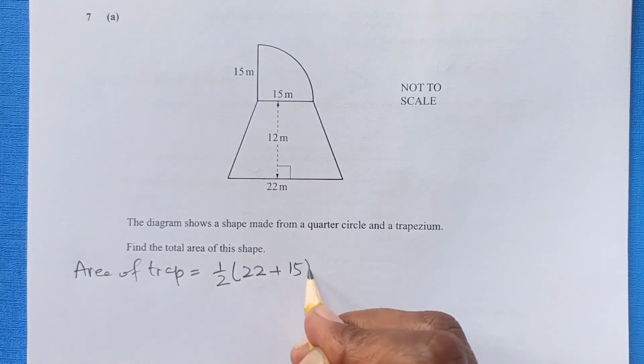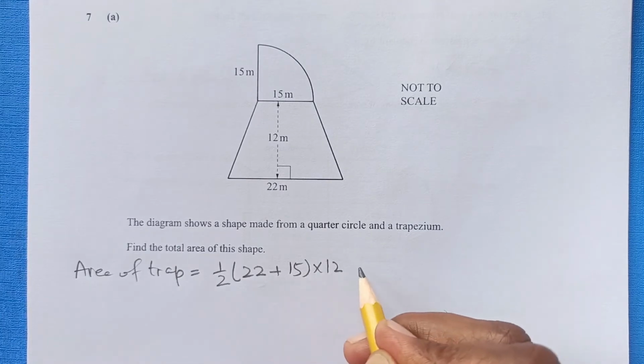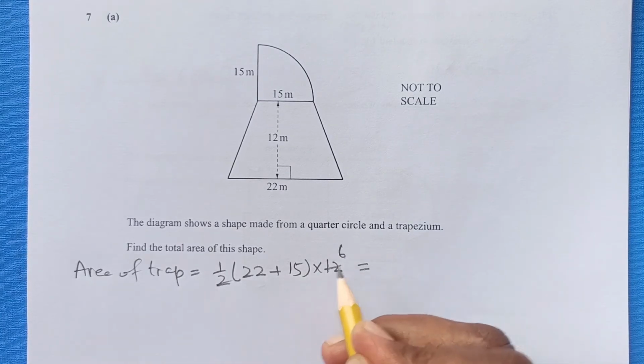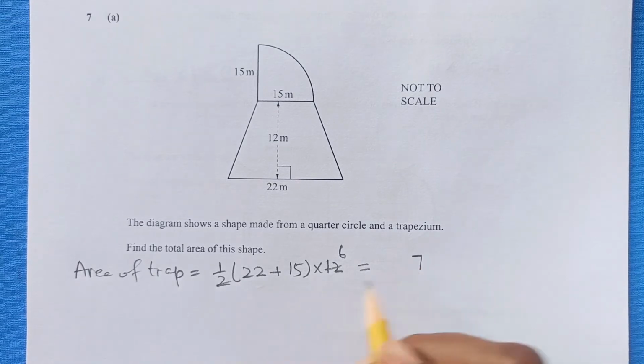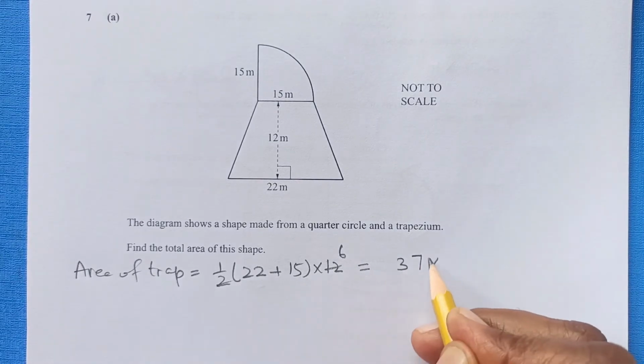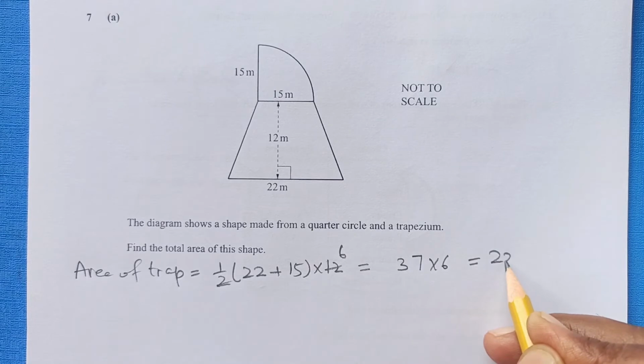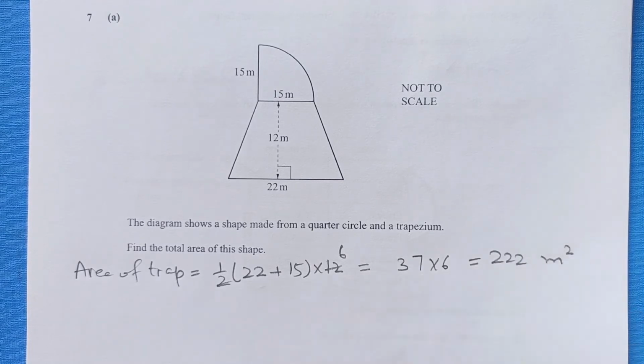22 plus 15 times H is 12. So 2 times 6, this is 22 plus 15. 22 plus 15, it is 5 plus 2, 7. 37 times 6, and this is 222 meter squares.